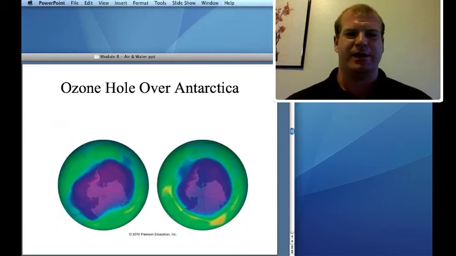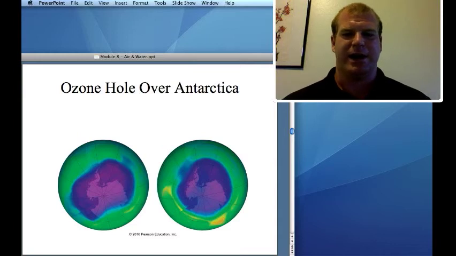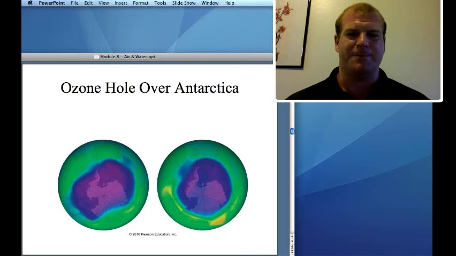Here's the ozone hole over Antarctica. Due to recent volcanic eruptions in Iceland, there's going to be an ozone hole forming in the northern hemisphere as well. That's not going to affect Hawaii at all. It's just going to be Alaska, Canada, and Siberia.